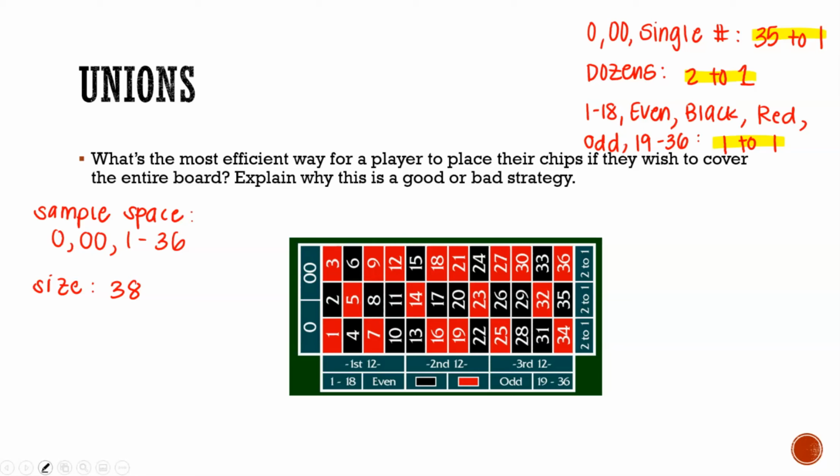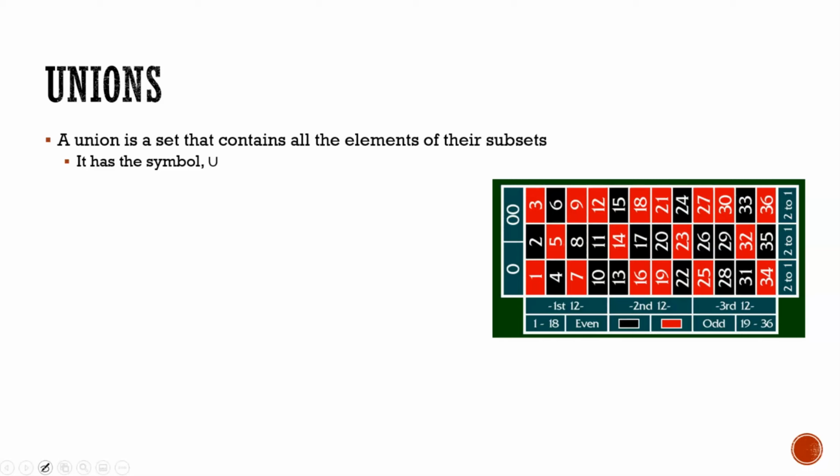So, introducing the word union. The vocabulary term itself may be new, but the concept is not new to us. A union is a set that contains all the elements of their subsets, and it has the symbol ∪. You've seen this before. The union symbol represents OR. You've seen this symbol before when we learned about inequalities and writing answers in interval notation.